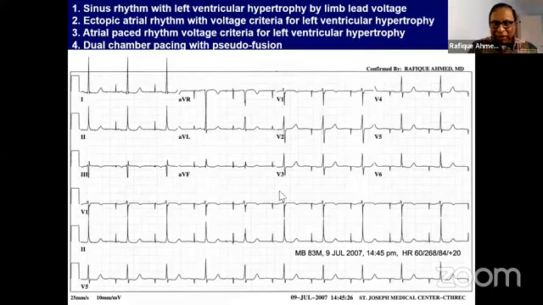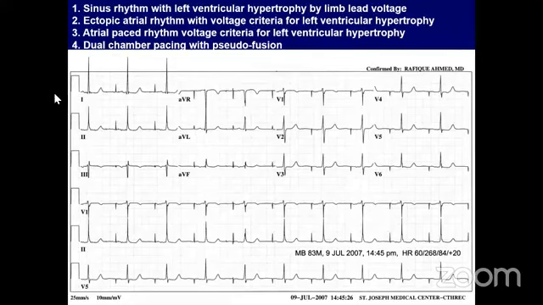So this is interesting. Anybody wants to comment from the faculty on this ECG, or do you want me to do it? Wadud sir. Wadud sir, I request Professor Wadud Chaudhary sir to make a comment.